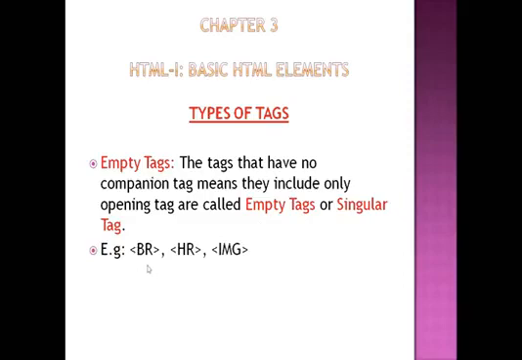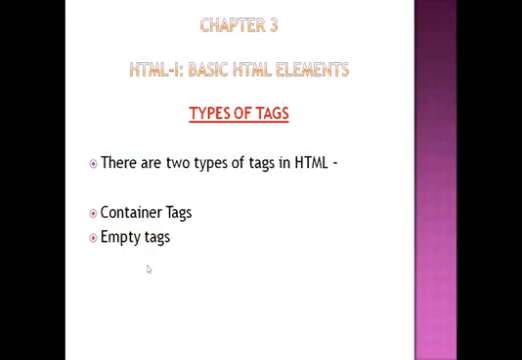So what are the two types of tags in HTML? One is the container tag, that is, container tags have a start tag and an ending tag. But empty tags are the tags that have only an opening or start tag, but they do not have any ending or closing tag.